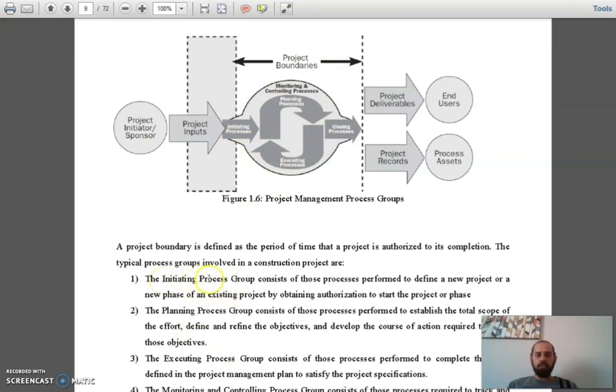So the initiating process group consists of those processes performed to define a new project or a new phase of an existing project by obtaining authorization to start the project or phase. That means that when we have a project, we need to initiate this project. We need to initiate means there are processes that we have to do in order to define the new project.